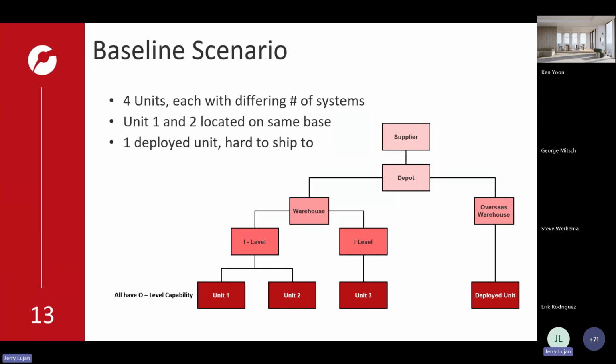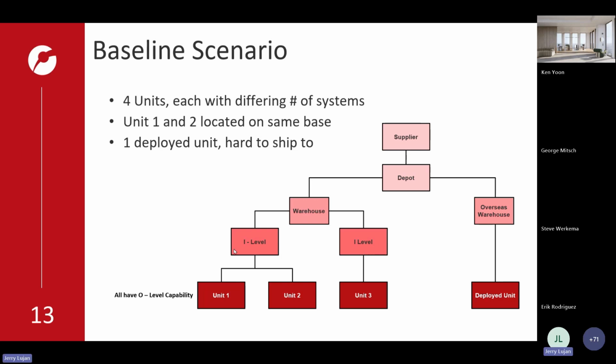So this is going to be a standard scenario that we're going to be using throughout all these examples. We have a not very complex, but certainly a, shall we say, normal setup here. And that setup is we have down here units 1, 2, 3, and a deployed unit, call it unit 4. And those all have O-level capability as a baseline. Unit 1 and 2 have an I-level, an intermediate maintenance activity that is very close to them. Unit 3 also has one, but not as close.